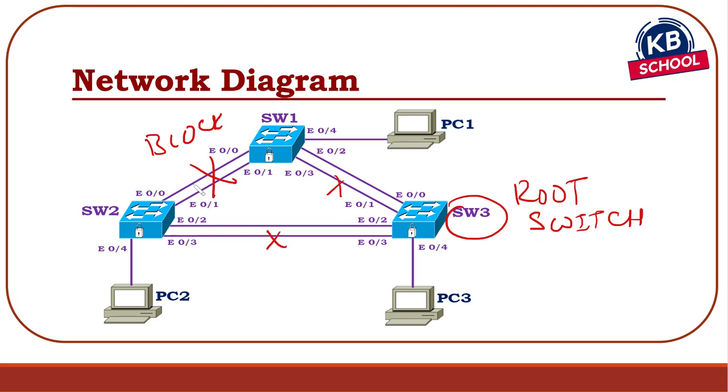Why? This is the root switch. This is the segment furthest away from the root. That's the one that is going to get blocked. This is called the path cost. Path cost is basically the cost of that segment from the root switch.